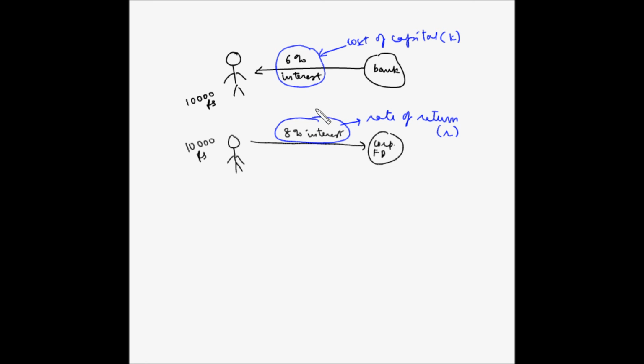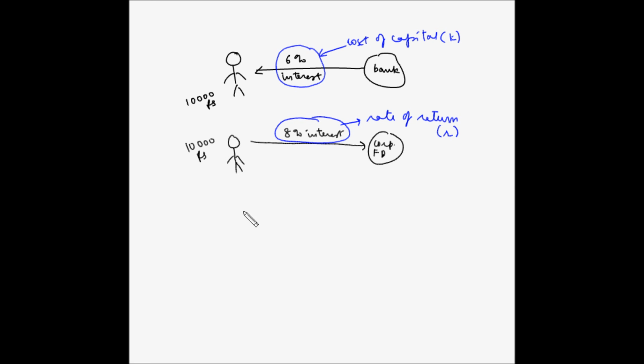So as you can see from this example, you will make money only if the interest rate obtained from the corporate FD is more than the rate that you have to pay back to the bank. So basically, in this example, your profit is 8 minus 6, which is 2% of 10,000 rupees.